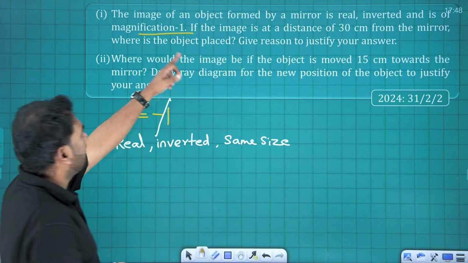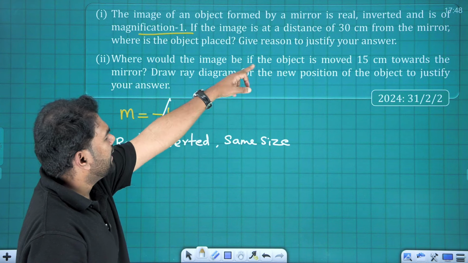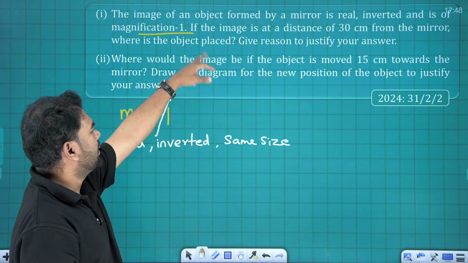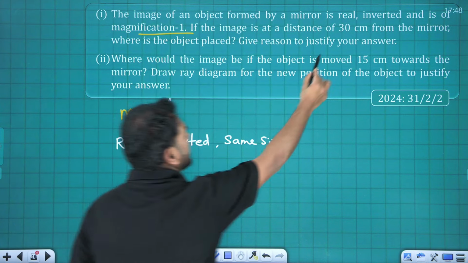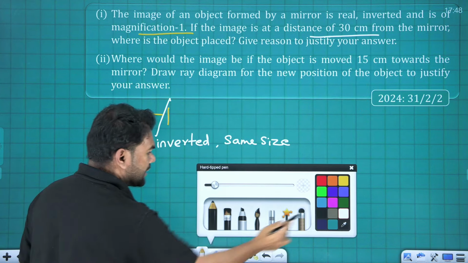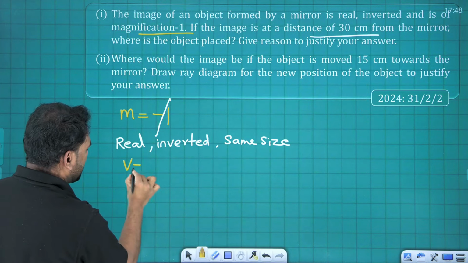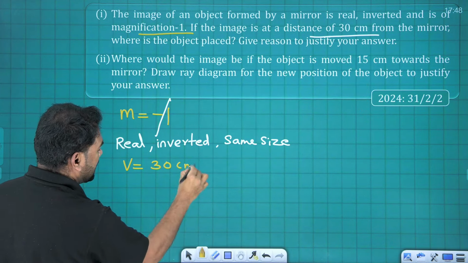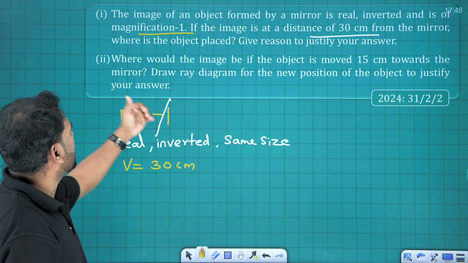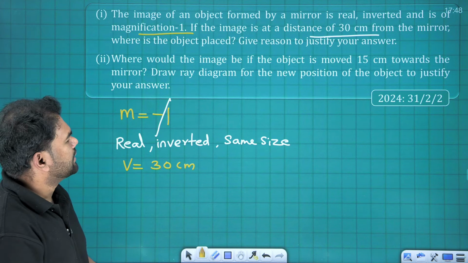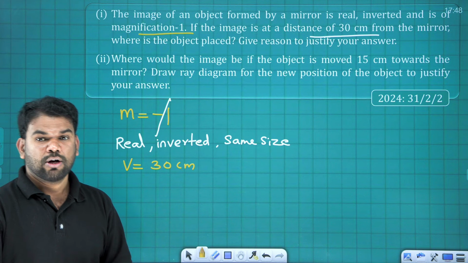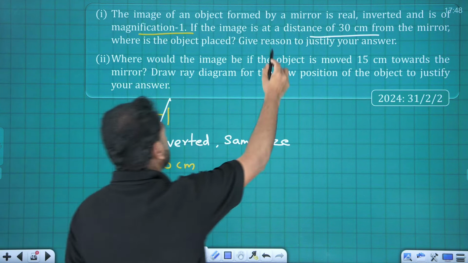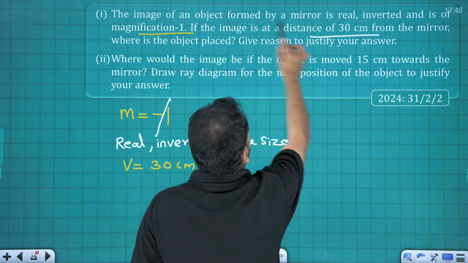So the question says the image is real, inverted and of magnification -1, and the image is at a distance of 30 centimeter from the mirror. So the image distance is also given in the question. Where is the object placed? Your question is the object distance. From the question it is clear that the image of an object formed by the mirror is real and inverted.